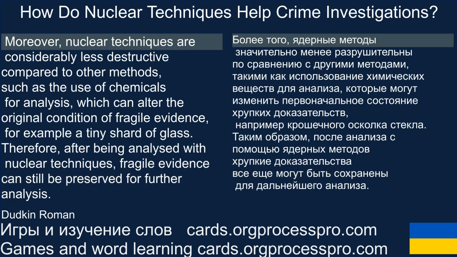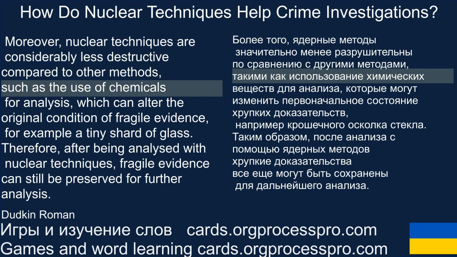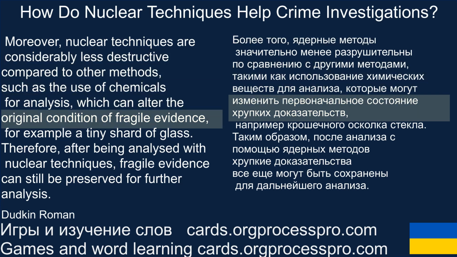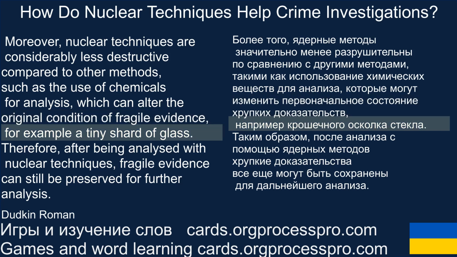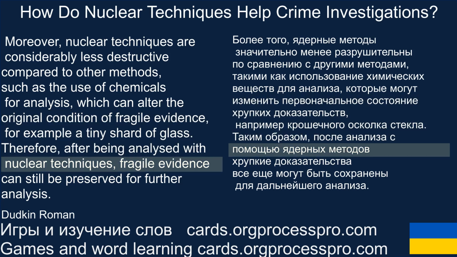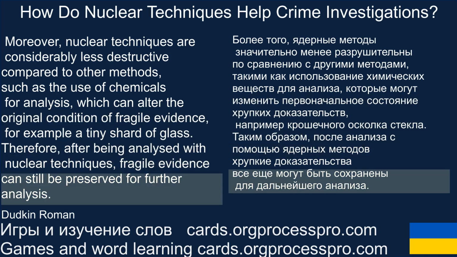Moreover, nuclear techniques are considerably less destructive compared to other methods, such as the use of chemicals for analysis, which can alter the original condition of fragile evidence, for example a tiny shard of glass. Therefore, after being analyzed with nuclear techniques, fragile evidence can still be preserved for further analysis.